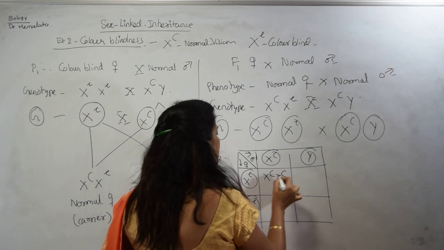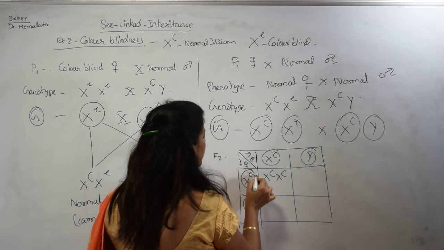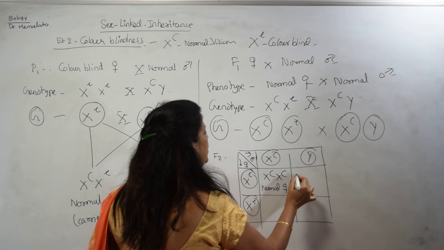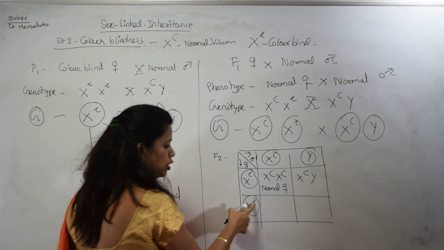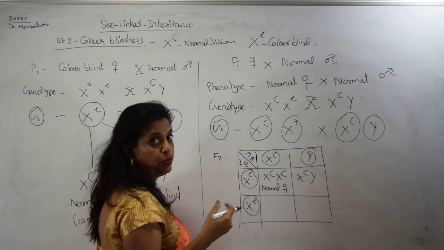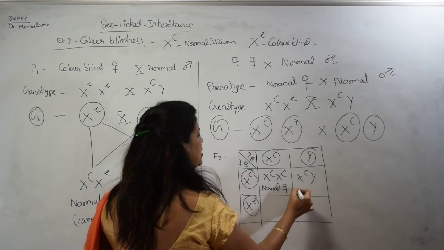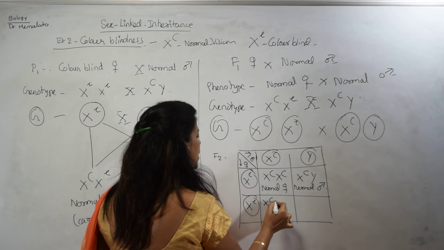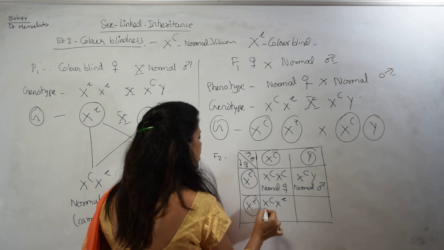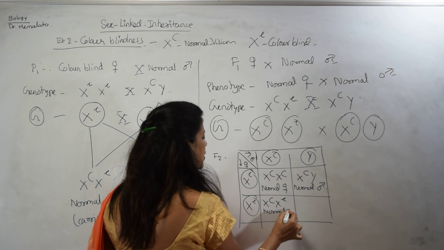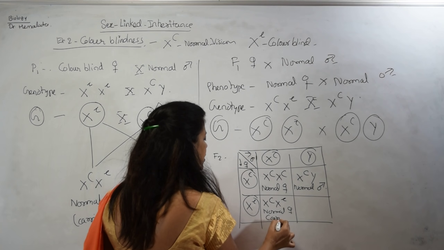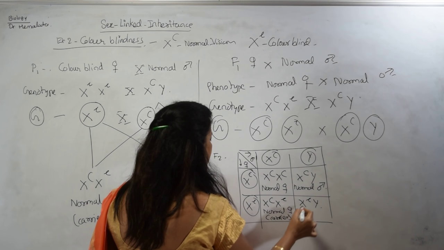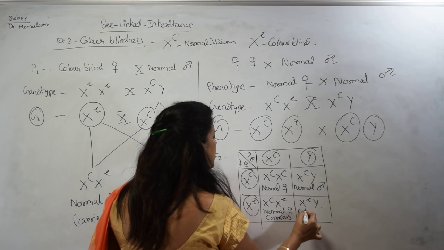X capital C, X capital C. This female is a normal vision female. Then X capital C, Y. Always show a small tail on the small c, like this. Otherwise, you will mix up both the C alphabets. This is again a normal visioned male. Then X capital C, X small c. This is a normal visioned female, but she is a carrier. Then X small c, Y. He is a color blind boy.